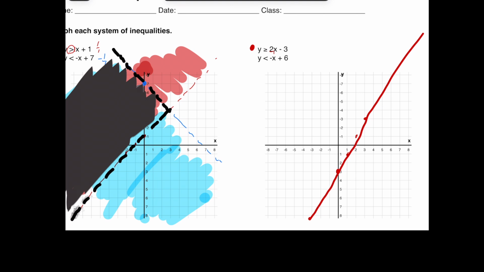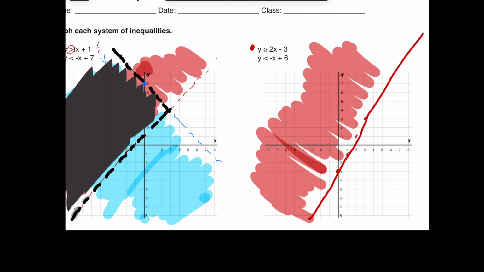Now I have to decide which side I'm going to shade. Well, I want to shade the side where the y's are greater, and the y's are greater up here. So I want to shade this side of the line. Okay? So there you go. There's my shading. All right?